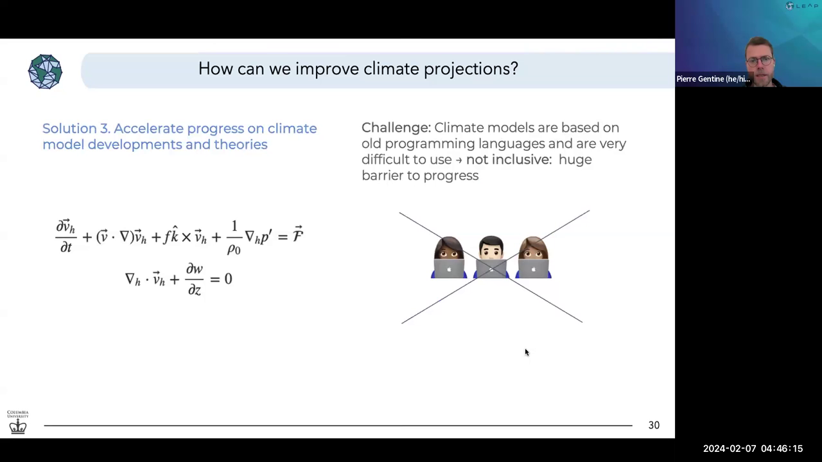A third solution that we have is to actually accelerate progress. And basically, people have lots of great ideas, especially students. But the main trouble is that models, again, are based on old programming languages such as Fortran. So they are not really very inclusive of the younger generation. And those folks and students and postdocs mostly know Python, right? So that's a huge barrier to progress, right? So people have ideas, but it's very difficult to actually implement them.